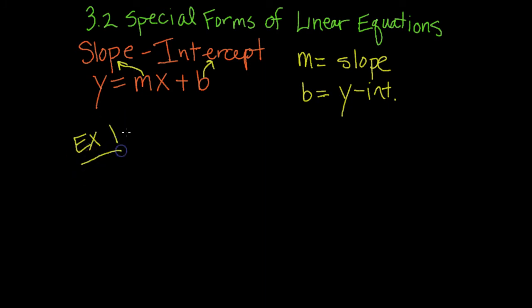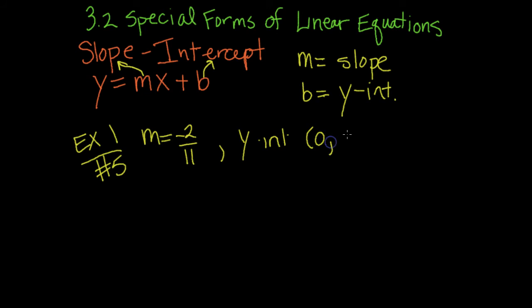So example 1, the first example that I'm going to show you is number 5 in your text. So if you can look at number 5, it's always really important to follow along and read the instructions. So I think this is most helpful when connecting all of these concepts together. Number 5 says, write in slope-intercept form y equals mx plus b the equation of the line with the given slope and y-intercept. So negative 2/11 is the slope, and the y-intercept is at 0, 5.